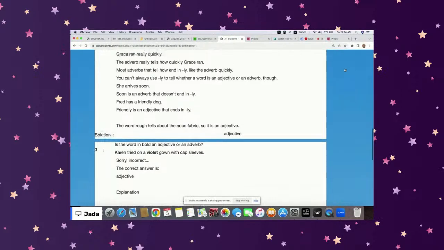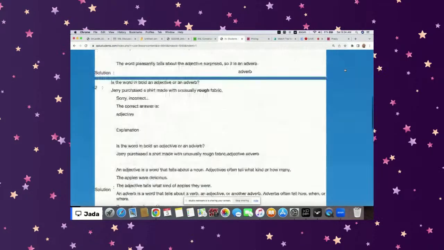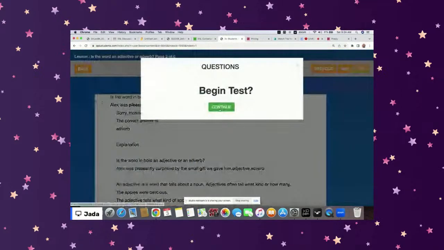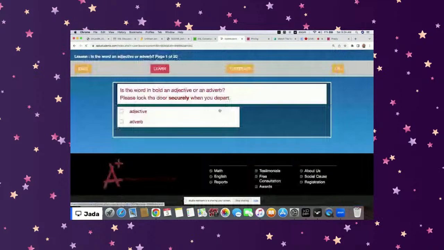So let's see if we can answer some of the test questions. If you know it, you can also send it on the chat. So, is the word in bold an adjective or an adverb? Please lock the door securely when you depart. So, securely is an adverb because we have secure and we have securely. When it says secure, it is an adjective. But when it says securely, it's an adverb.